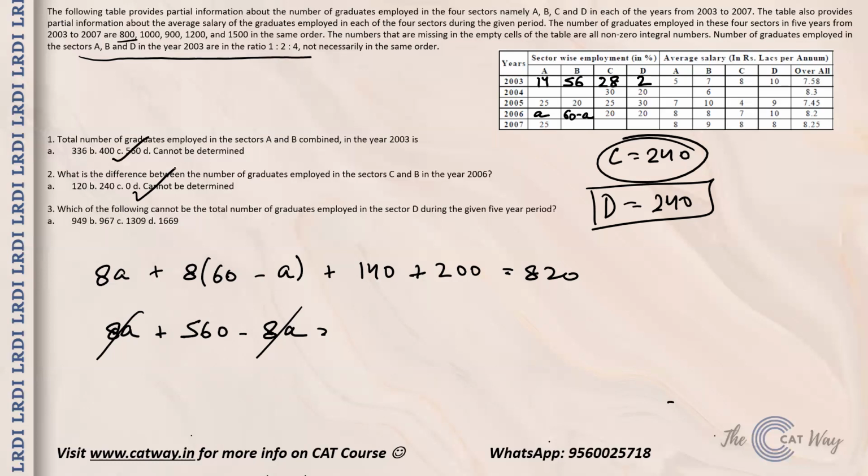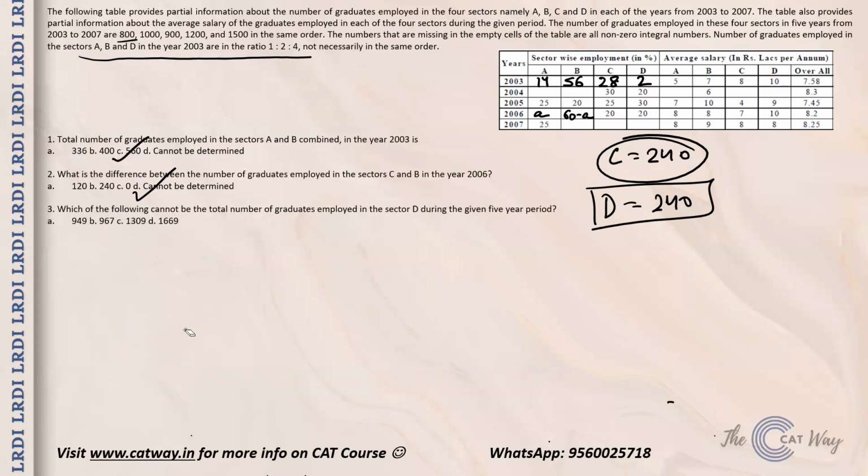Okay, let's move ahead to the third question. So what do you have today? Which of the following cannot be the total number of graduates employed in sector D during the given period? So it is talking about which of the following cannot be the total number of graduates.